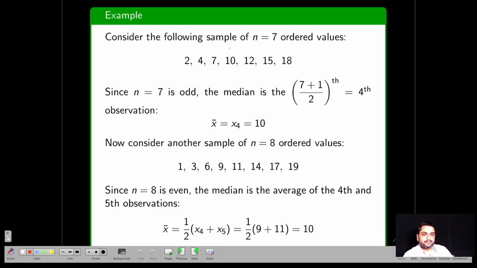Next, a simple example. Let us take n as an odd value initially. n is odd, so the median will be x of (n plus 1) by 2. That is, n is 7, plus 1 is 8, by 2, so x4 is the median, the fourth observation. Similarly, if I take n equal to 8, I should take the two middle values and take the average. The two middle values here are 9 and 11, so x4 plus x5 divided by 2 will be 10.